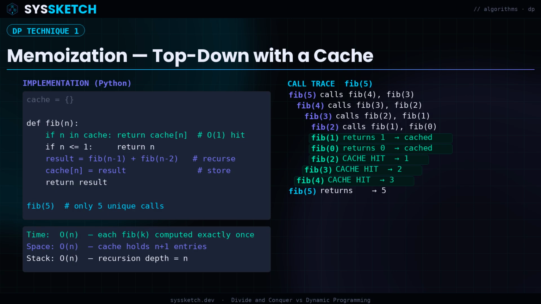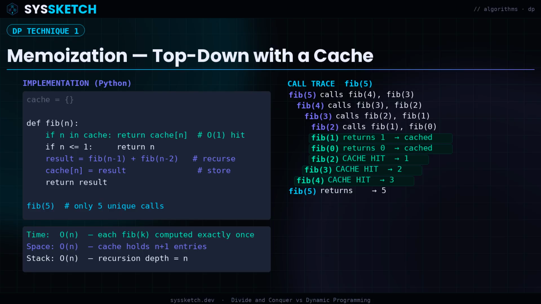First dynamic programming technique is memoization, also called top-down DP. You write the natural recursion exactly as you would in a naive implementation, but you add one critical step: before computing anything, you check a cache. If the answer is already stored, return it immediately in O of 1. If it is not stored, compute it recursively, store the result in the cache, and then return it.